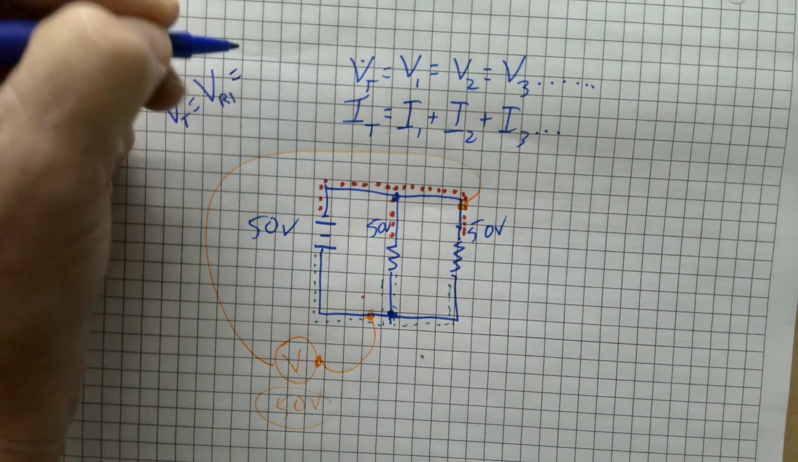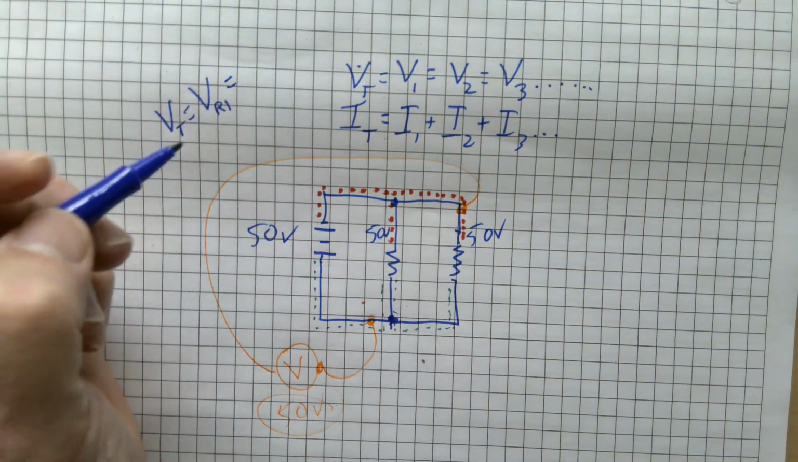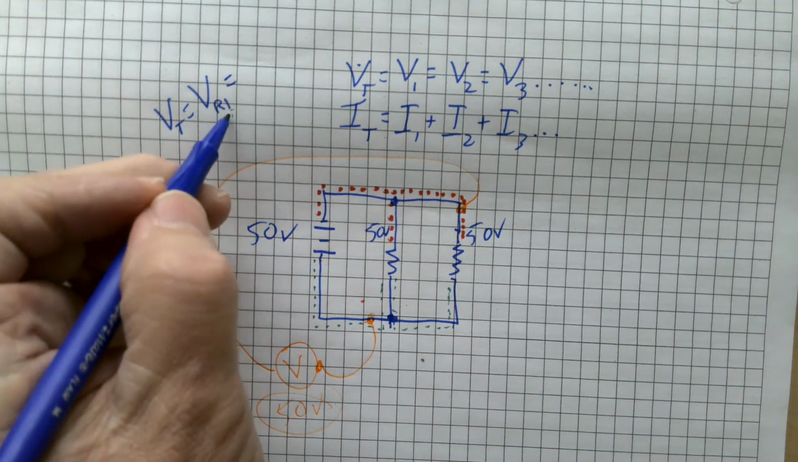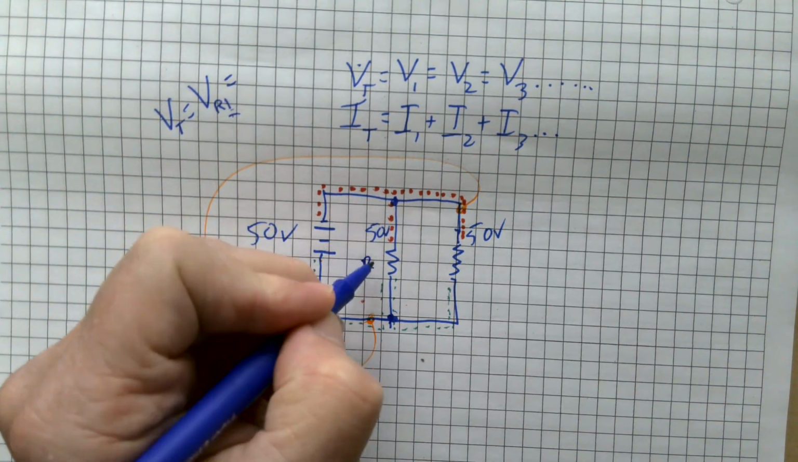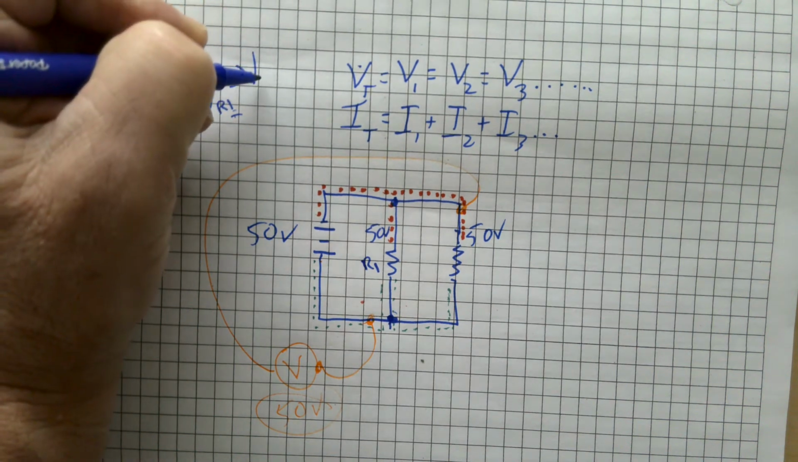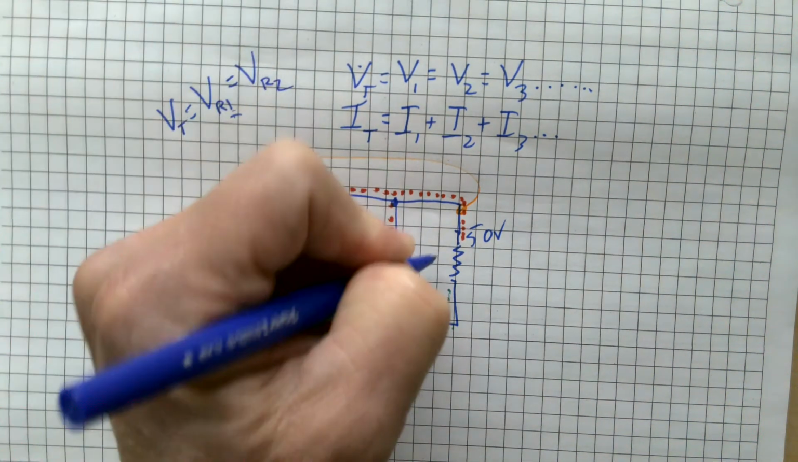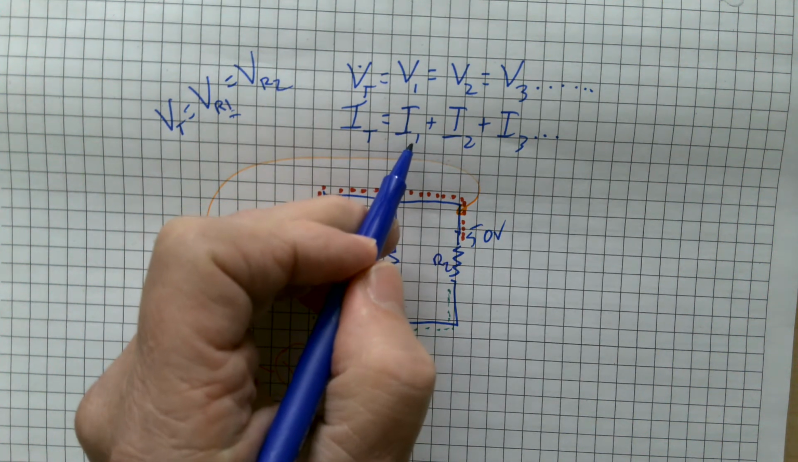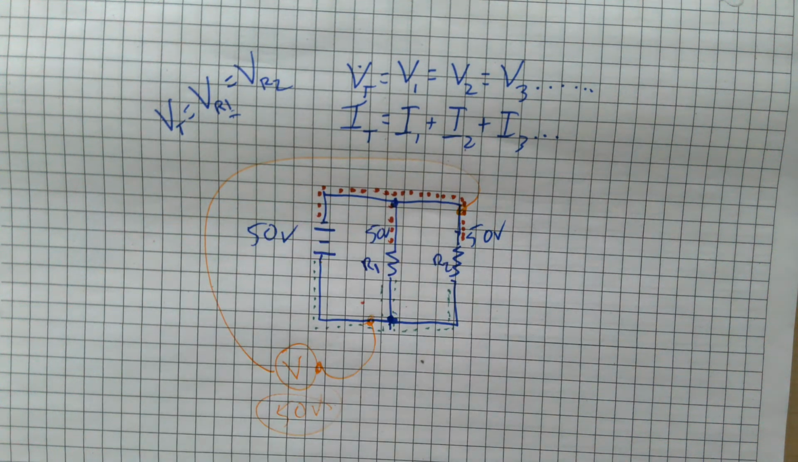Hopefully you're starting to understand that I'm talking about the voltage at the resistor, not just voltage, willy-nilly. That's what this number means. This is R1 equals the voltage at R2. See that? Same thing with current. This is the current at resistor 1, resistor 2, and so forth.